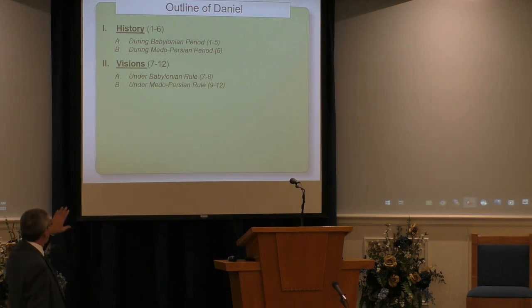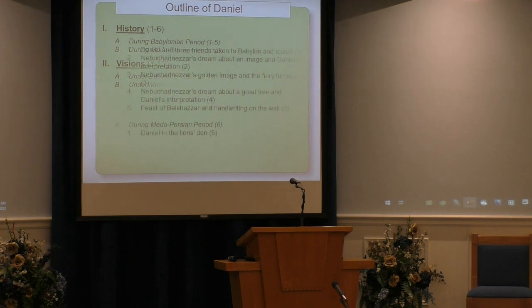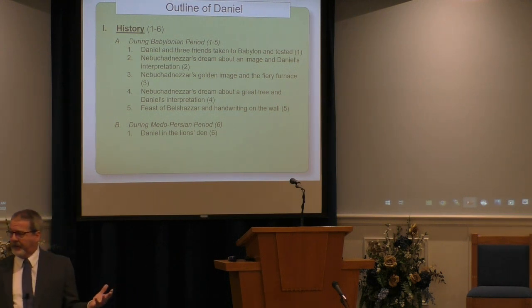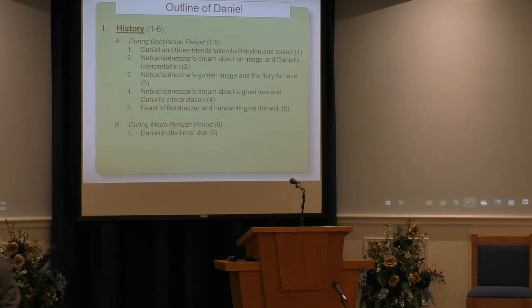We come to the visions. Here are some visions under the Babylonian rule, and here are some under the Medo-Persian rule, so you have those two sections there. Let's just get the gist of where we're going with this book. Under the history, under the Babylonian rule, here are some things you're very familiar with. Even if you've not read for today's lesson, you remember chapter 1, where they're tested.